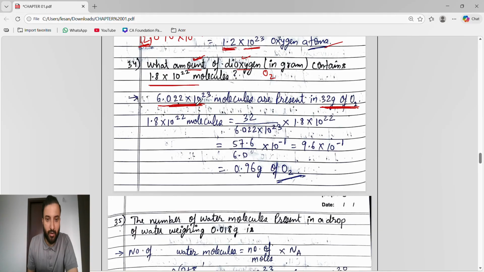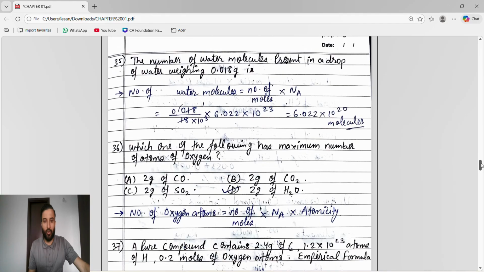So guys, see, Avogadro number of molecules contains the molar mass, meaning O2 molar mass means 32 gram of O2. So we have to find what amount of dioxygen contains this many molecules. So Avogadro number of molecules contains 32 gram of O2. So this much means how much? 32 divided by this, into this. When you do this calculation, you will get 0.96 gram of O2. Calculation guys, I know you can do. You have to learn it.